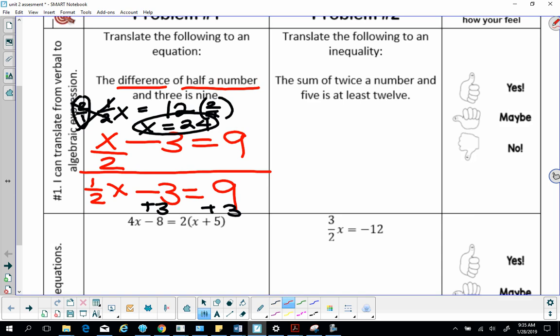Next one, this sum. What does sum mean? Add, so I know I'm adding, of twice a number. How do I write that? 2x, because twice a number means I'm multiplying it by 2, and 5 is at least 12. Now, at least means, like, if I want to get at least a 90 on this test, can I get 100? Can I get a 0 and be happy? No. So I need greater than or equal to.